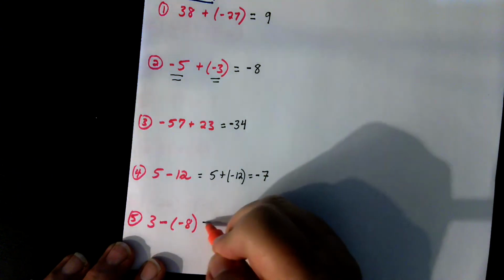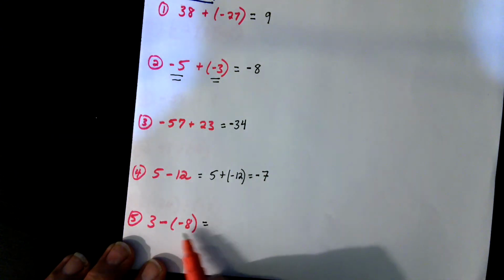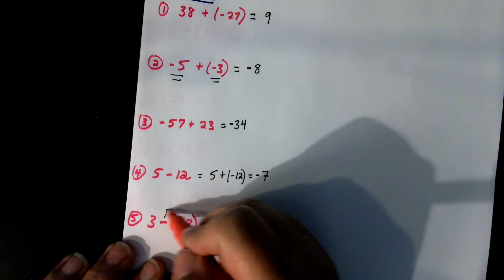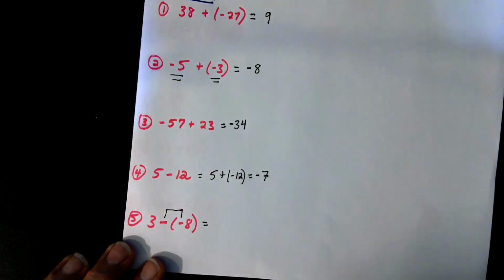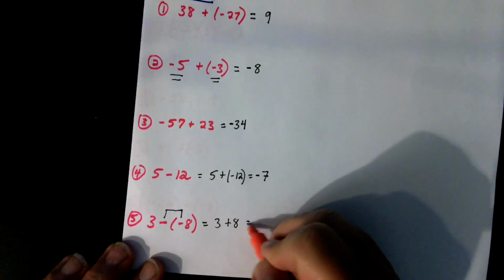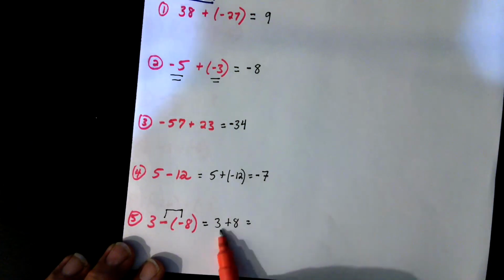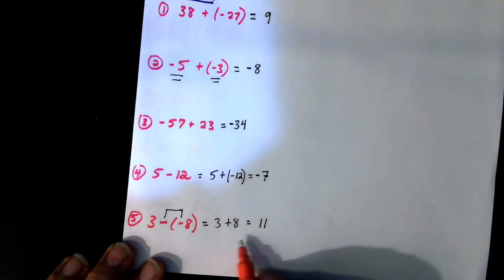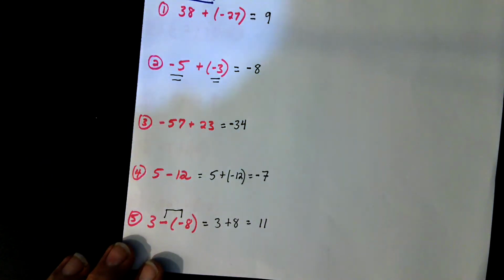For number 5, we have 3 minus a minus 8. If you recall, when you have those two negatives back to back, that becomes a positive. Now both 3 and 8 are positive. They have the same sign, so I add them and carry the sign of them, which is positive. So my answer is a positive 11.